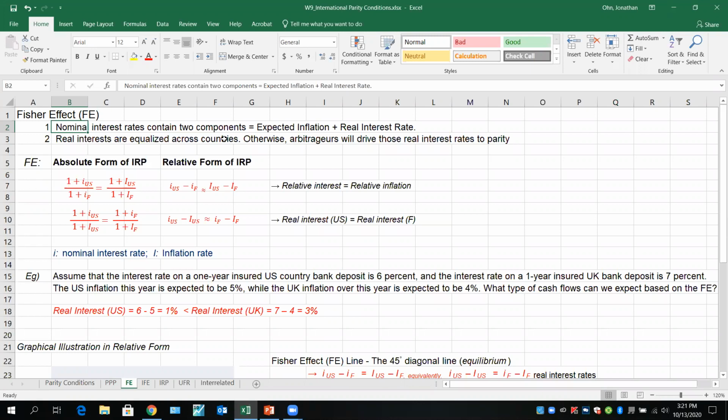Otherwise, arbitrageurs will move their capital to higher real interest income to exploit that higher income, right? So arbitrageurs will drive those real interest rates to parity. They will continue to move their capital until the real interest rates are equalized. That makes sense? That's what's happening in international finance.